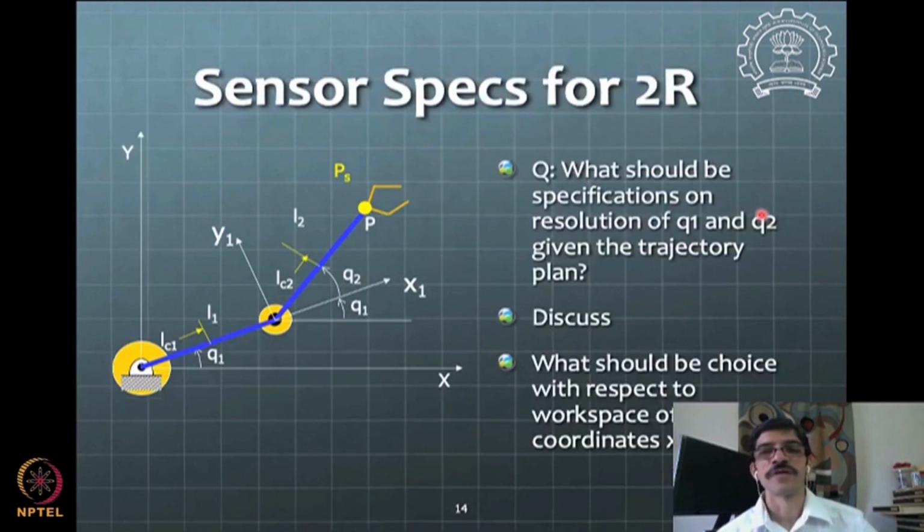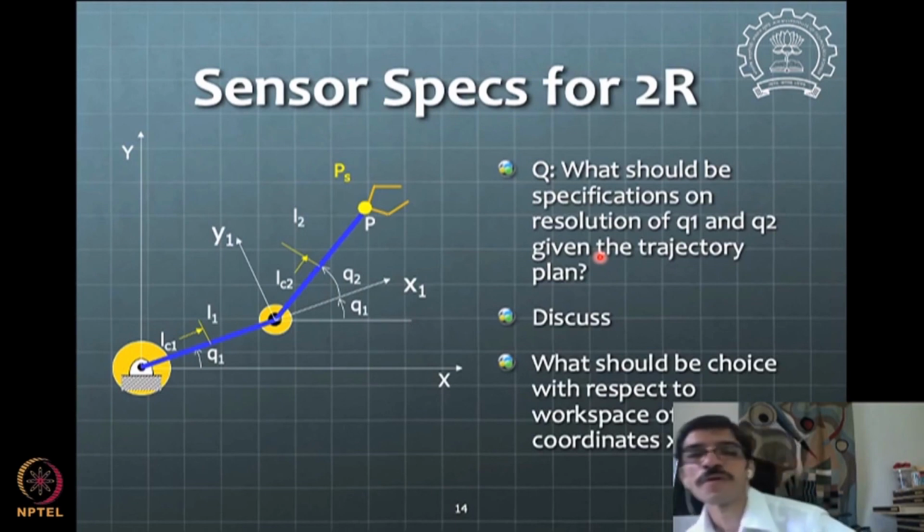So what are the resolutions on Q1 and Q2? Given this kind of a trajectory plan, I want to go to the final position PF within some accuracy, say 10 micron, 50 micron, whatever micron accuracy. Then correspondingly, what are the Q1 and Q2 resolutions that I'll need to have? Those are the kind of questions that we'll need to think about.